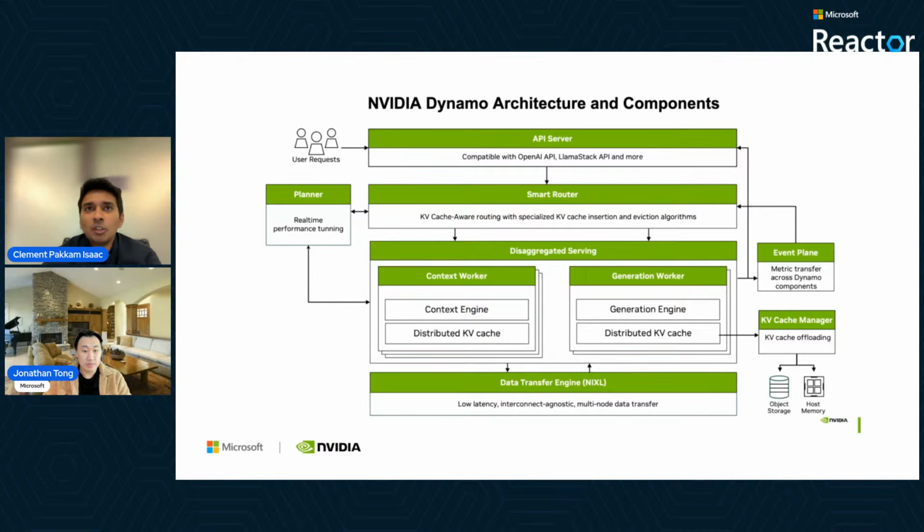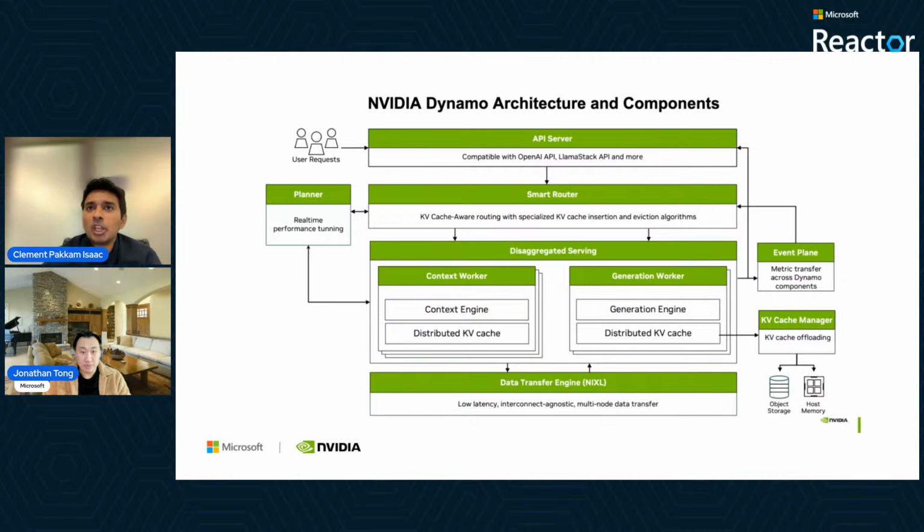When you look at this diagram, this is the complete architecture for Dynamo, where your requests pass through the API server. This is primarily the entry point for all your user requests, and if your current stack is already compatible with the OpenAI API or the Llama Stack API, you can just plug and play with Dynamo, where it just works out of the box. You do not have to configure anything specific.